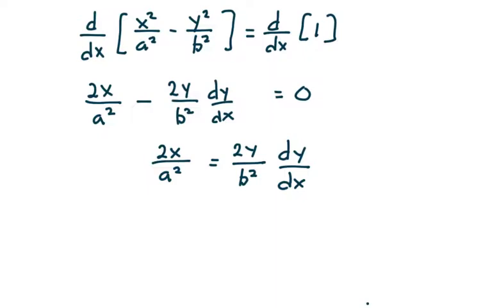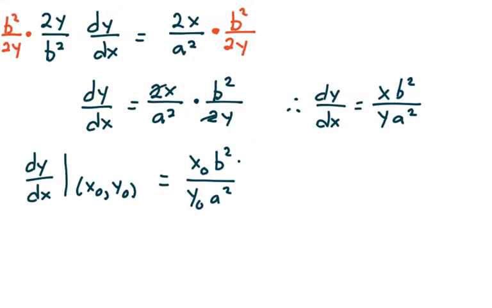Now, we want to solve for dy dx. So I'm going to move this second term over to the other side. And so 2x over a squared is the same as 2y over b squared dy dx. We're just switching places here. And solving for dy dx, I'm going to multiply both sides of the equation by b squared over 2y. And then what we end up getting is dy dx is x b squared over y a squared.